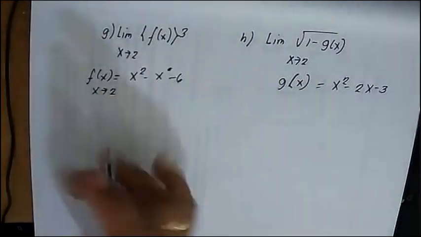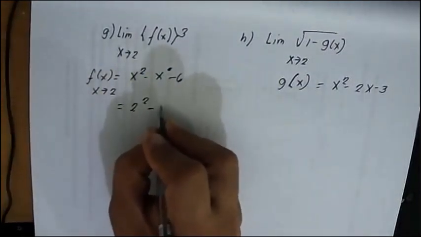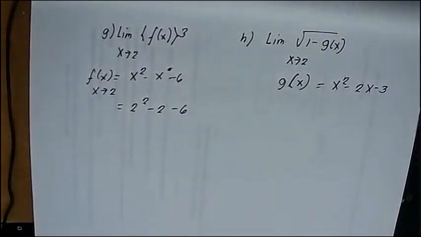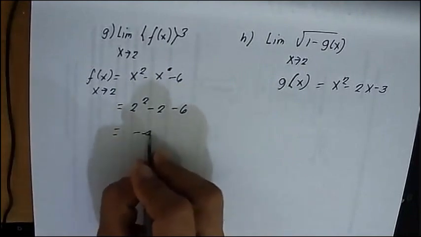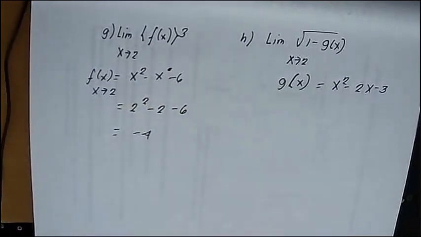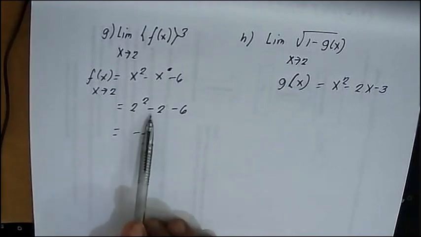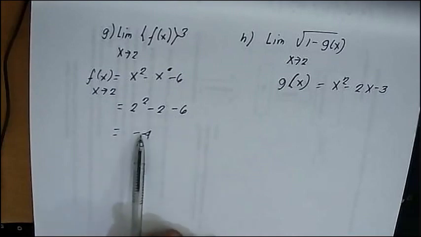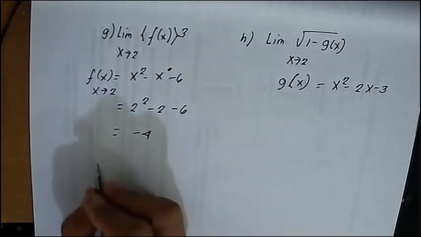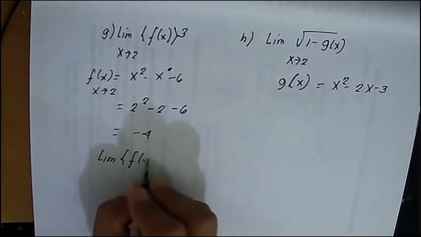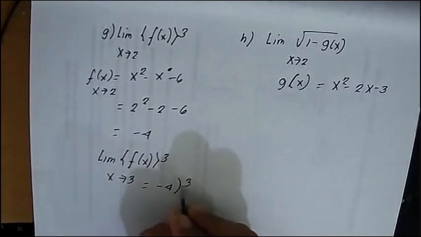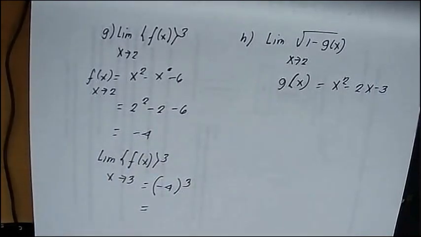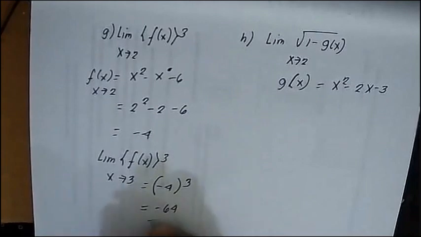If we're going to make use of the algebra method, so we have 2 squared minus 2 minus 6. So, we have, okay, 2 squared is 4, minus 2 is 2, minus 6, we have negative 4 po siya. Okay? So, therefore, the limit of the function of x raised to 3 as x approaches to 2 is equal to negative 4 raised to 3. What is our answer? Negative 4 raised to 3, which means you're going to multiply 3 times. Negative 64 po. We have negative 64.